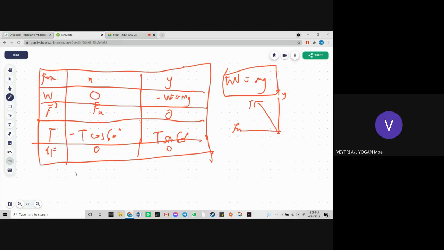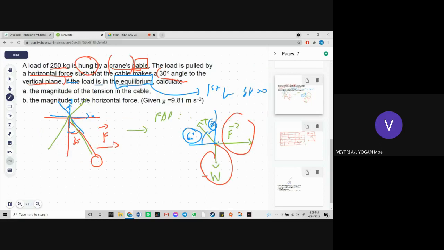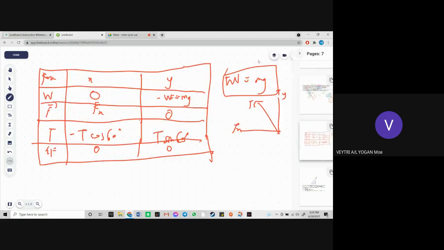Next, what do you do? You have to find, what is the question? Refer back the question, magnitude of tension in the cable. So, tension dekat belah mana? Tension dua-dua belah ada kan? Tapi, what is the easiest side for you to find? Okay. First things first, it's best for you to write EFX. What equation dulu? Equals to 0.